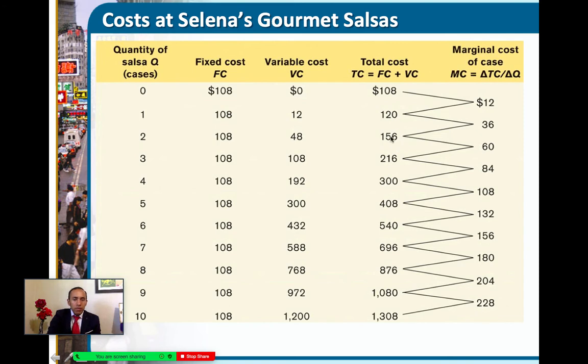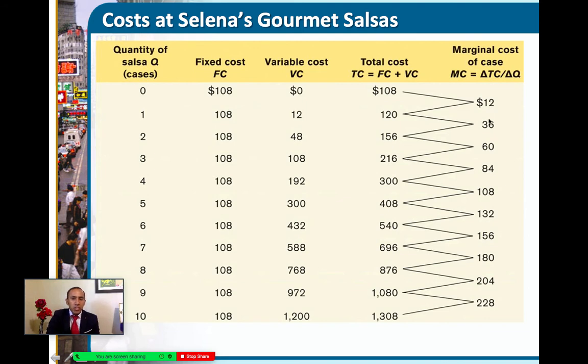So if you subtract 156 minus 120, you get 36. And how many additional cases of salsa are we producing? Well, we're going from 1 to 2, or just one more. So the second case of salsa costs the firm $36. The third case increases your cost from 156 to 216. So the additional case of salsa, which is 2 to 3, changes cost from 156 to 216, and it increases it by $60 because it's changing by 1.